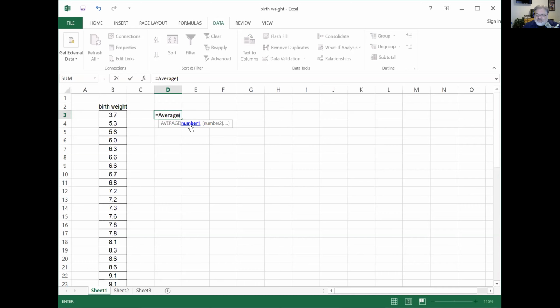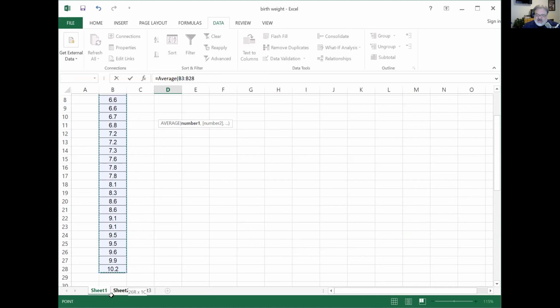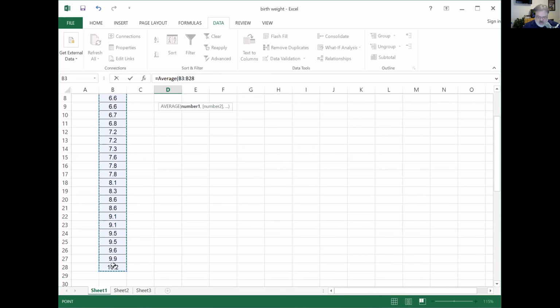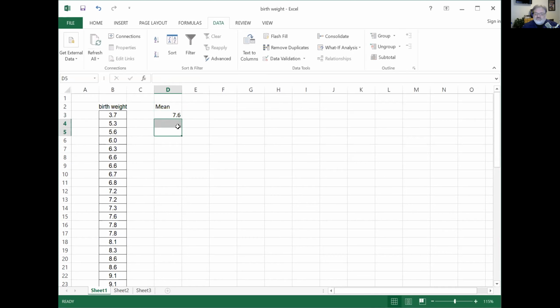Now, then it's asking for the numbers, number 1, number 2, number 3. So again, we could type in all of those numbers, but that would be a lot of work. We don't want to do that. So instead of typing in all those numbers, we're just going to highlight them. Grab, highlight down to all the numbers, hit enter, boom. I'll scroll back up. That's our mean. I'm going to label it here, mean. So that's nice. Nice and quick.